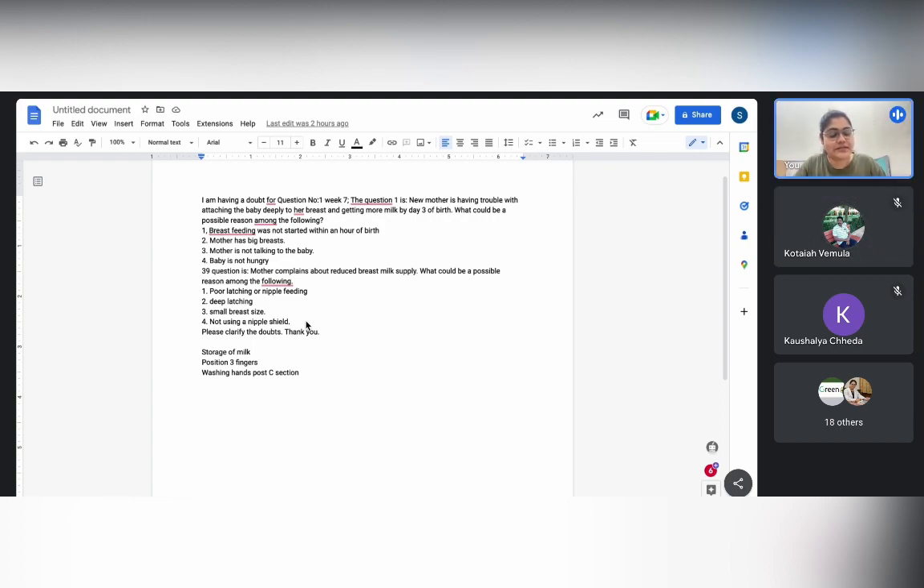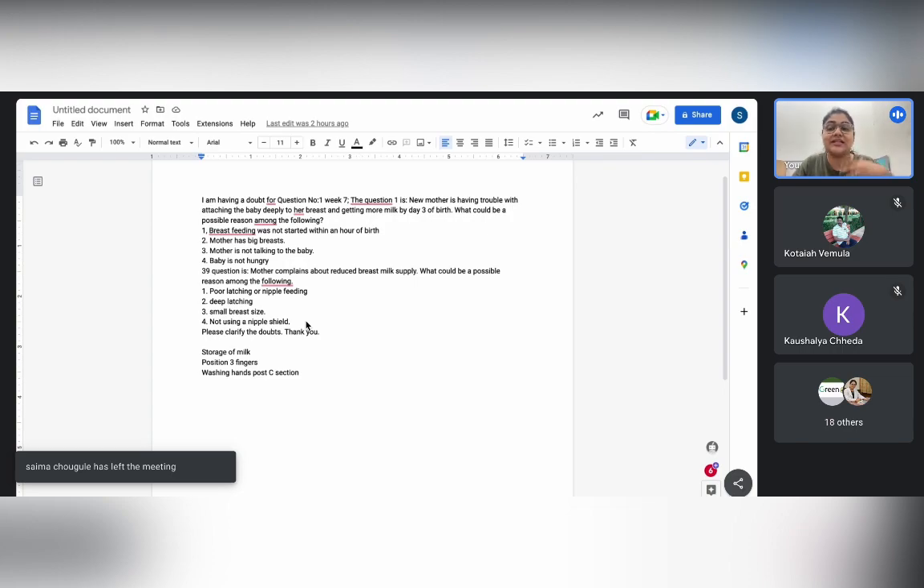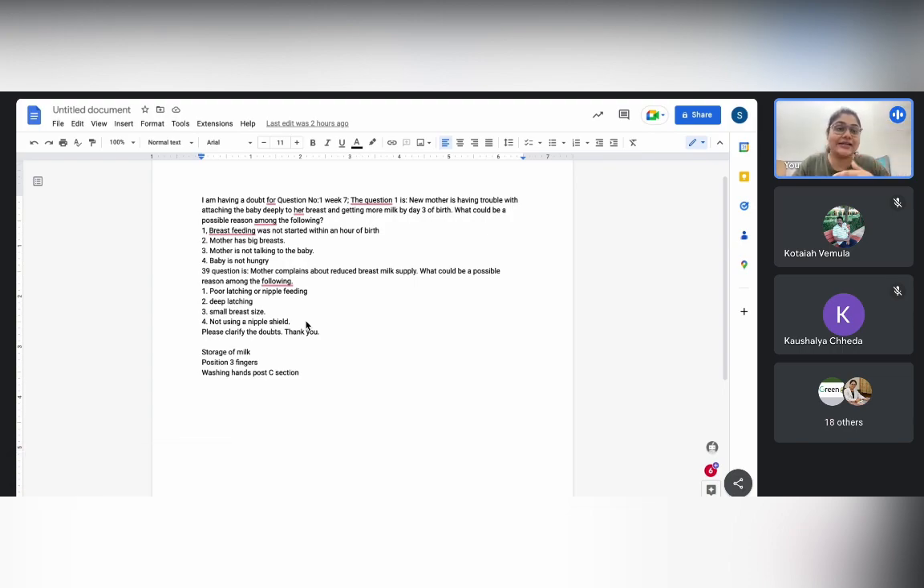So I think the rest of the queries I have also discussed. Okay. Somebody had put a query regarding washing hands post C-section, right? The washing hands part, which has been mentioned in the preparation of the mother in the recorded lectures, is obviously not specific to a cesarean section situation, right?